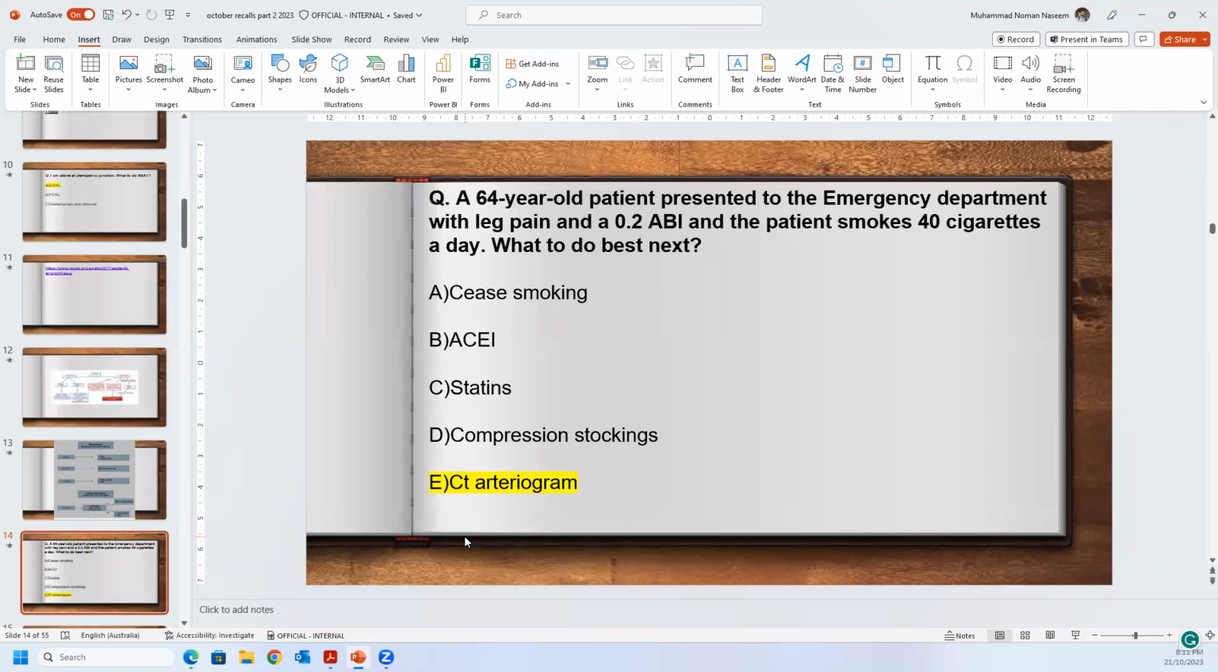0.9 to 1 is normal. 0.9 to 0.4 is mild, moderate. And then less than 0.4 is severe or critical limb ischemia.